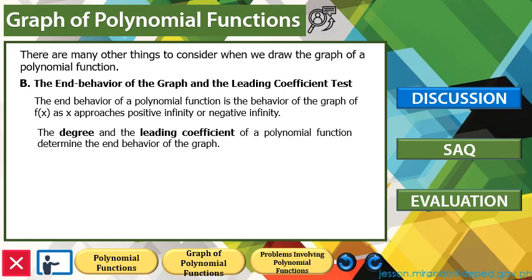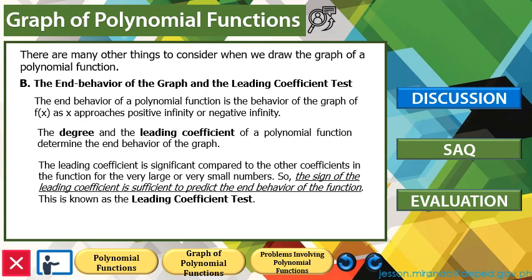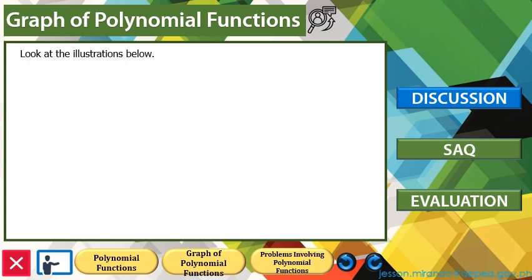The degree and the leading coefficient of a polynomial function determine the end behavior of the graph. The leading coefficient is significant compared to the other coefficients in the function for very large or very small numbers. So, the sign of the leading coefficient is sufficient to predict the end behavior of the function. This is known as the leading coefficient test. Look at the illustrations below.